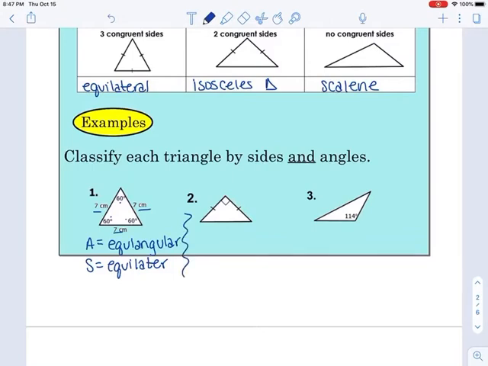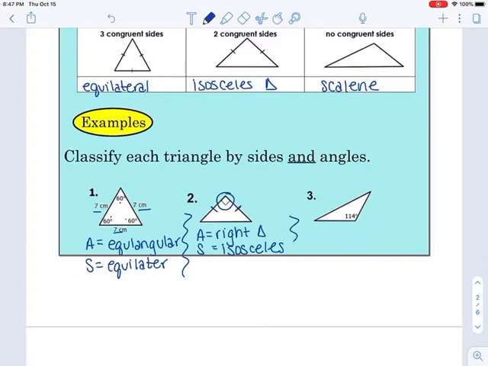For our second one, I have a right angle, or a right triangle. And then I also have 2 congruent sides. So if I want to classify it by angles, it's going to be by that right angle. So that would be a right triangle. And if I want to classify it by sides, it has 2 equal sides. That's going to make it isosceles.